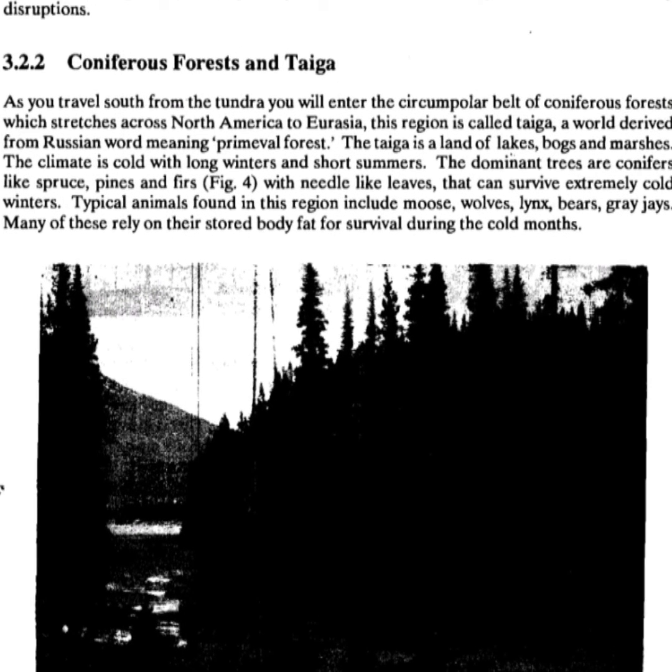Tundra is a very fragile ecosystem as the rate of organic matter decomposition is very slow. Therefore, plants grow very slowly and the tundra takes a long time to recover from any disruptions.